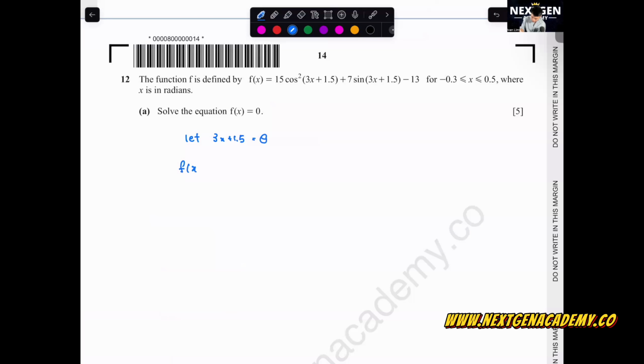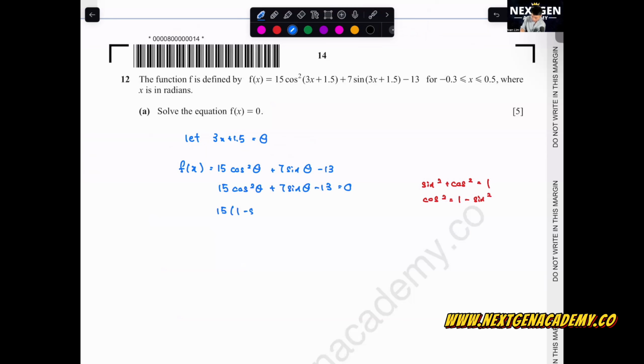So f(x) equals to 15 cos square theta plus 7 sine theta minus 13. Clearer? Much easier, right? Then you don't have to keep writing also. Okay, we want to solve for this, which is equals to 0. Okay, what can we do to simplify first? 15 cos square theta plus 7 sine theta minus 13 equals to 0. So to solve this, we want to simplify the whole equation into one trigo. So we can use sine square plus cos square equals to 1. Cos square is equals to 1 minus sine square. Okay, this is our trigo identity.